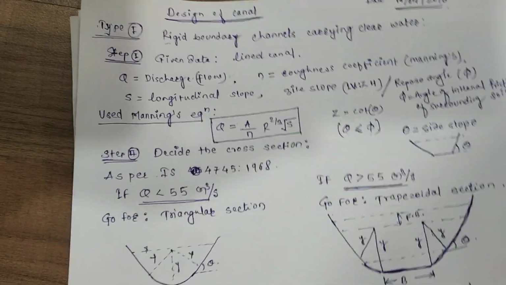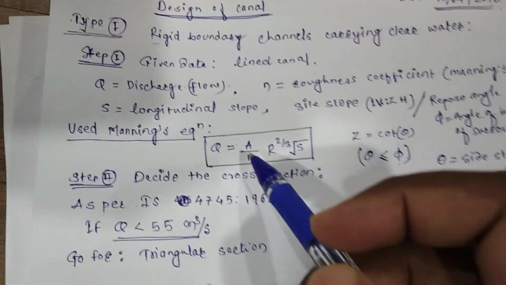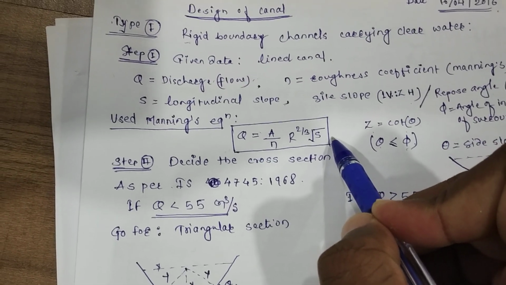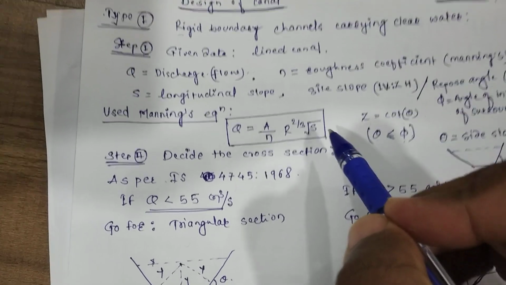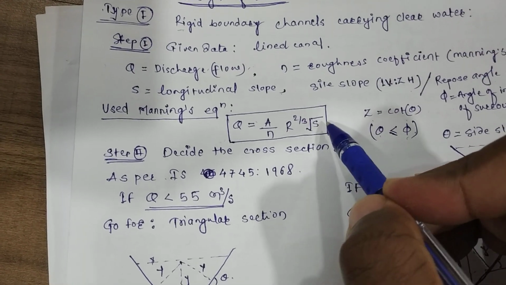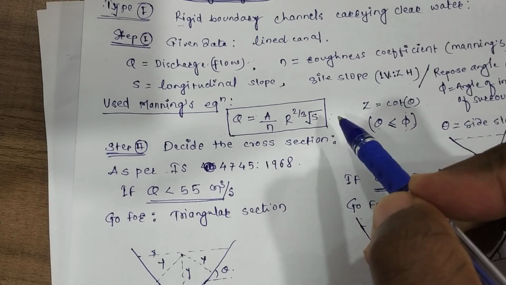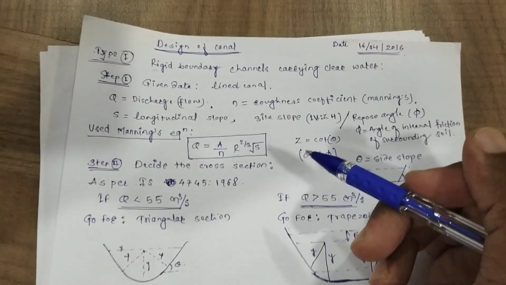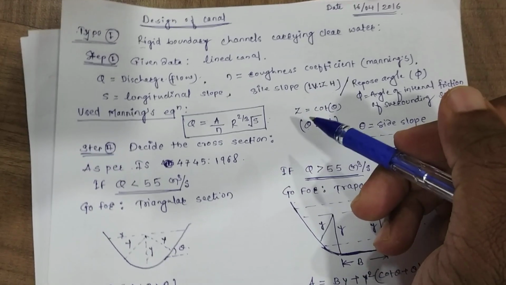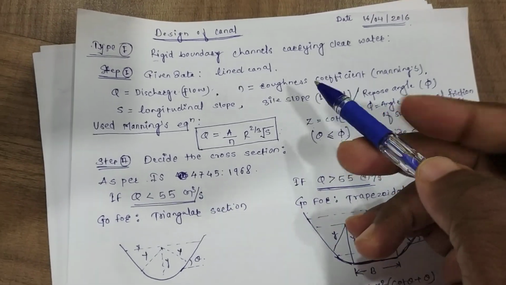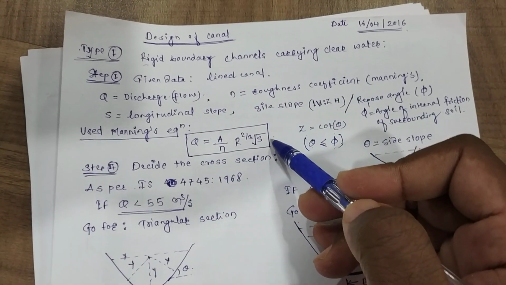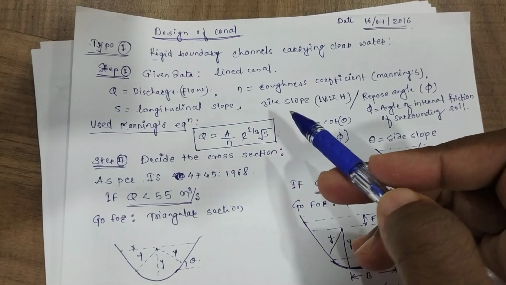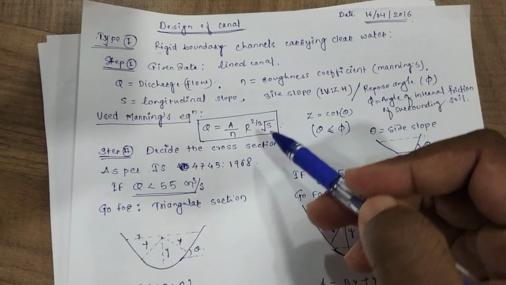So the resistance equation, popularly known as the Manning's equation, is what we are using for this analysis. One of the other equations is the Chezy equation. We can easily use that equation also, but field engineers and professionals use the Manning's equation, so we go for that.